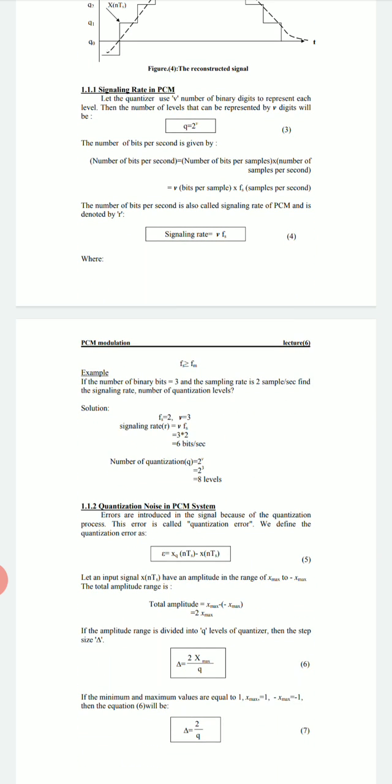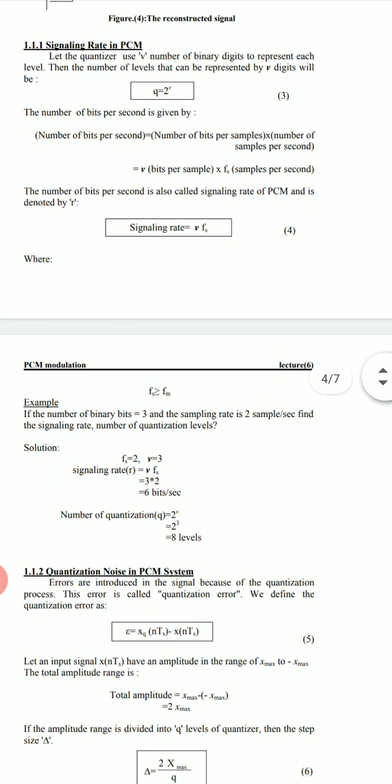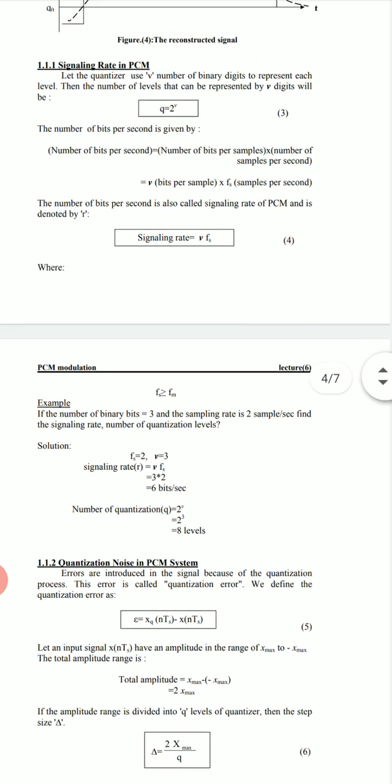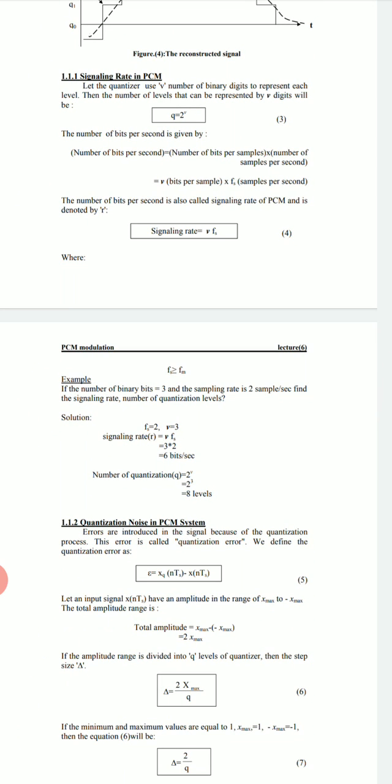We can see one example. If the number of binary bits is 3, it means V equal to 3. The sampling rate is 2 samples per second. Here the sample rate is f of s, samples per second, so you can take f of s equal to 2.